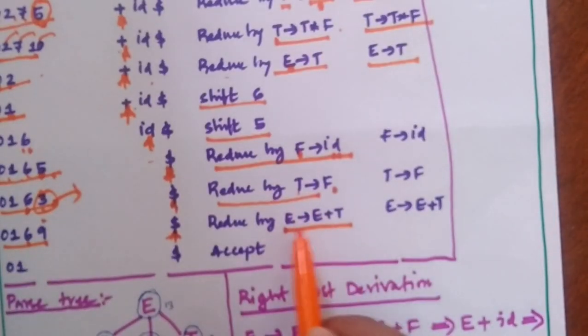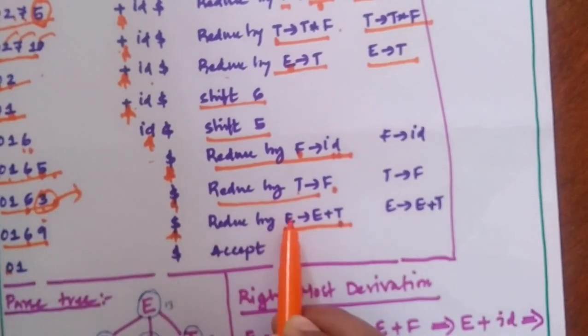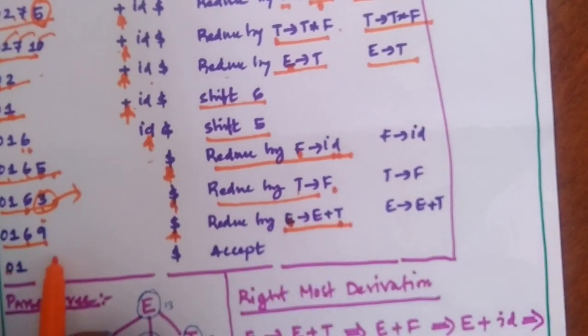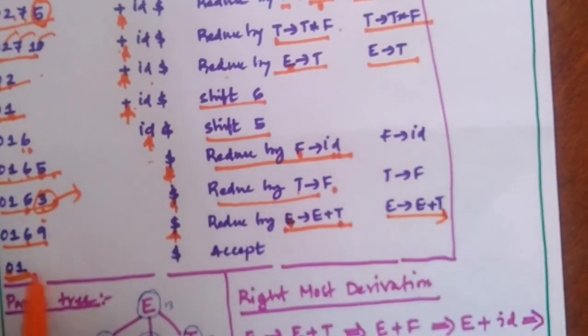There are 3 symbols on the right side. So 3 symbols are popped from the stack, then you will get 0, and 0 and E is 1. Then the LR parser will push 1 onto the top of the stack. So this is the stack top, and it will produce an output of E gives E plus T.